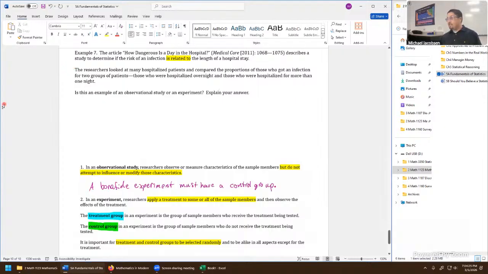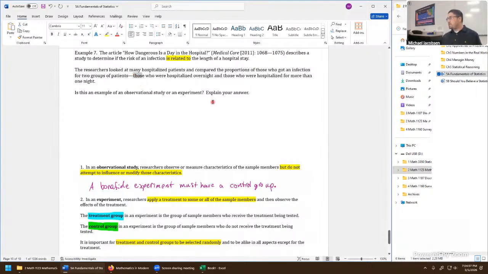And here's what they did. The researchers looked at many hospital patients, compared the proportions of those who got an infection for two different groups of patients. Now, hang on, when you say two different types of groups, that might sound like a treatment group versus a control group. So we have to be patient with these kind of problems. It's not easy to tell right away, is it an experiment or is it observational? Well, what were the groups? That's going to resolve it for us.